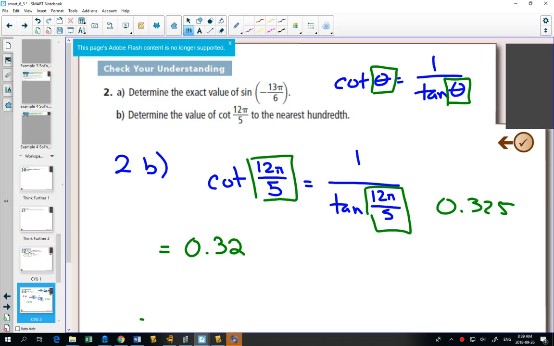But if you rounded first and then rounded again, you might accidentally round up. Do you see how that might happen? It's like you did a double rounding and rounded up instead of rounded down. So I've seen that happen a few times. So I just thought, oh, those numbers are interesting for that reason. Okay, so to the nearest hundredth, 0.32.